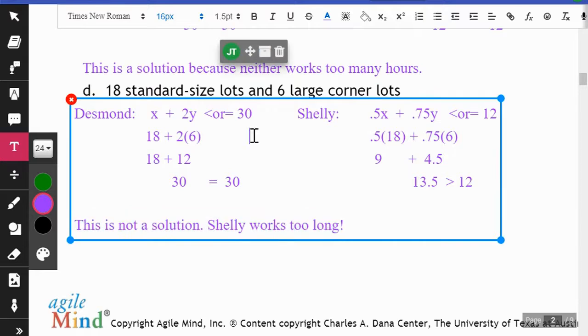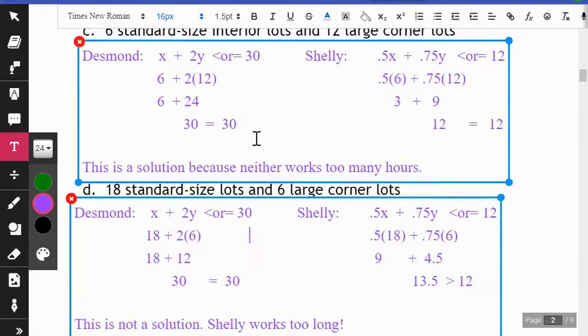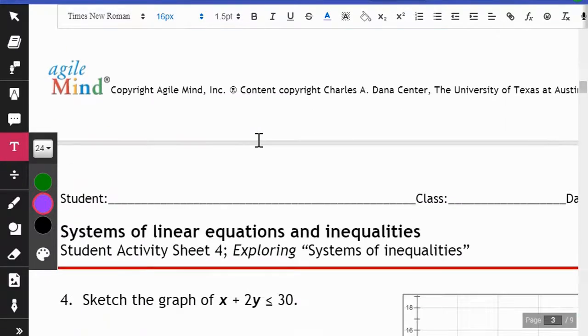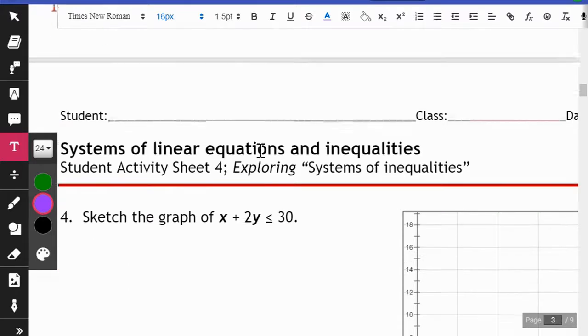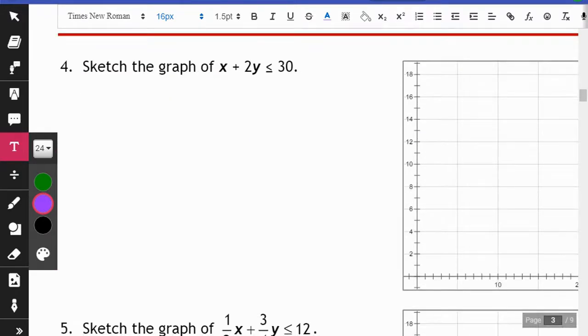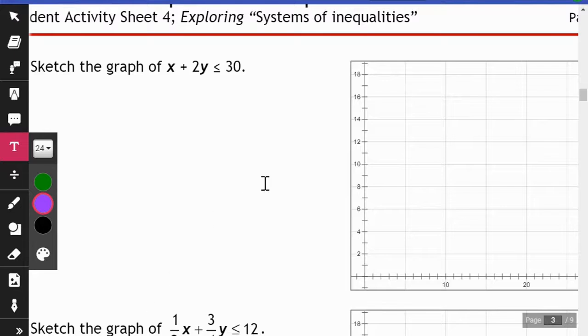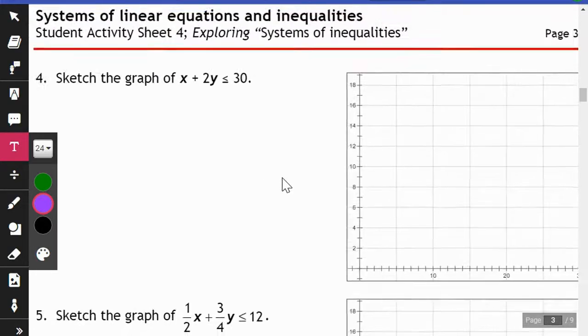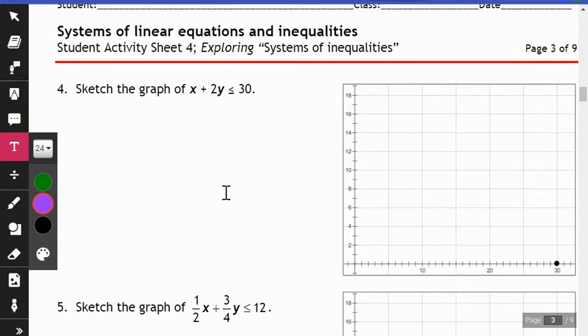Wouldn't it be nice if there was a fast way to check all of these at once? And the answer is that there actually is a fast way to do this, and it involves graphing. We have to graph when we have systems of inequalities. There's no other way, okay? But I'm going to remind you how to graph problems like this in standard form.